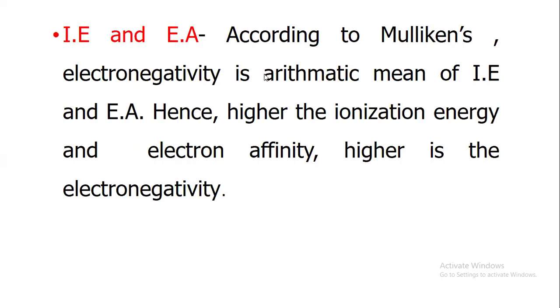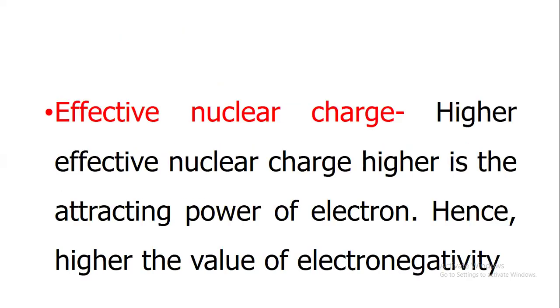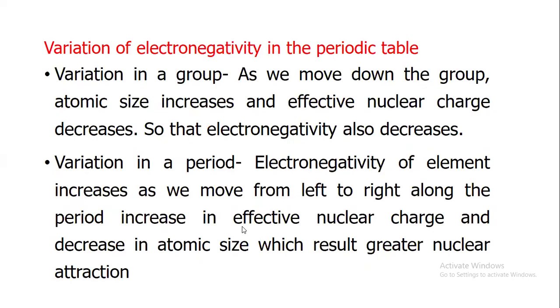According to Mulliken, electronegativity is the arithmetic mean of ionization energy and electron affinity. Hence, the higher the ionization energy and electron affinity, the higher the electronegativity. Effective nuclear charge: the higher the effective nuclear charge, the higher the attracting power for electrons, and hence the higher the electronegativity. Variation of electronegativity in the periodic table.